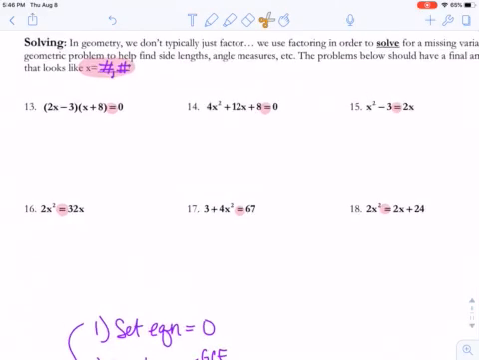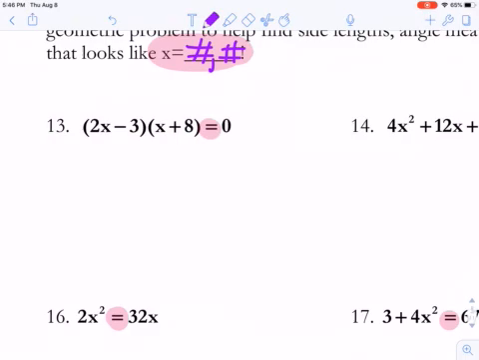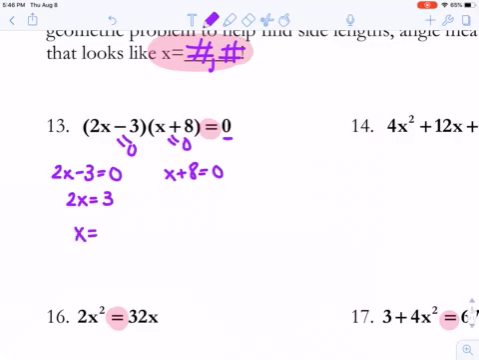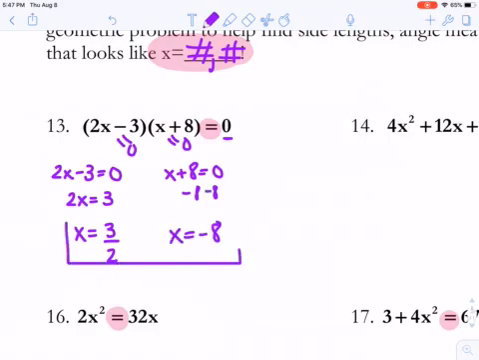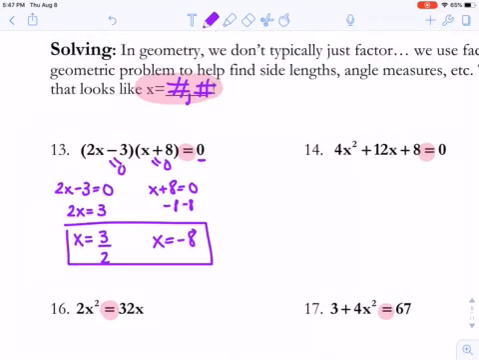So let's take a look at number 13. Out of those 3 steps, this equation is already set equal to 0, so we don't have to move anything around. On the left-hand side, I see that this quadratic is already factored, so the first 2 steps were done for us. So the solving part means you take those 2 factors and you set them equal to 0. So you say 2x minus 3 equals 0 and x plus 8 equals 0, and you solve these mini equations. And so we get that our first solution is 3/2. If we subtract 8 from both sides here, we get that our second solution is -8.